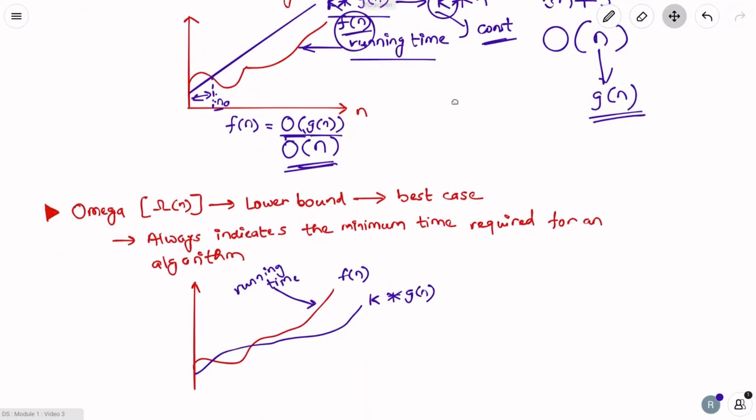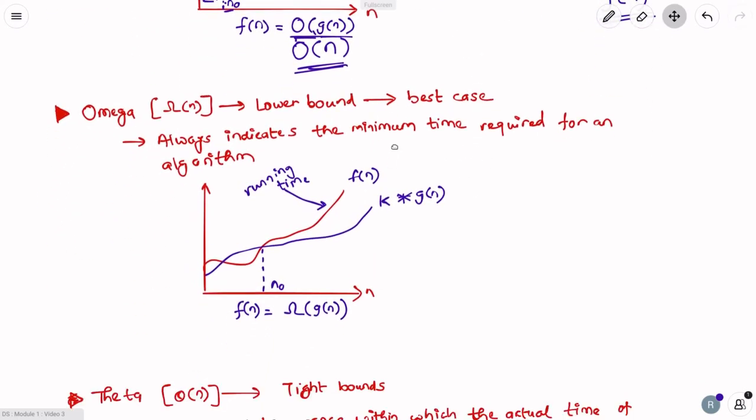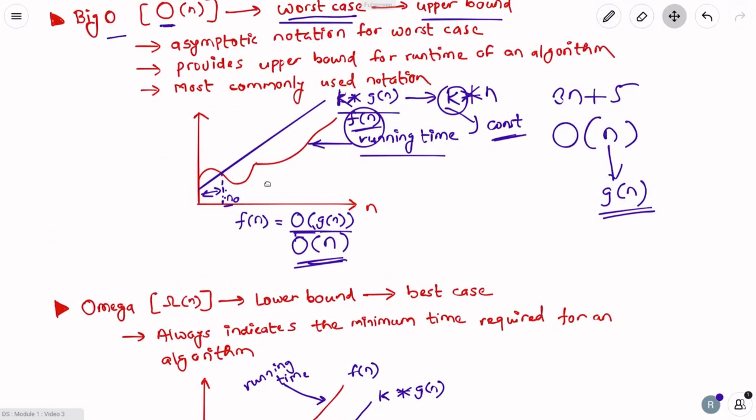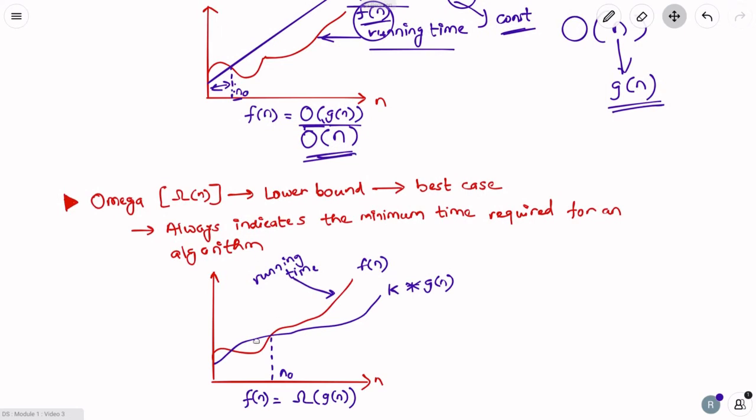We have the next notation, that is the omega notation. Now this omega notation is represented by this symbol, and omega notation basically represents the lower bound, and by lower bound we mean the best case. Okay, so as the big O notation is used to represent the upper bound, this omega notation represents the lower bound.